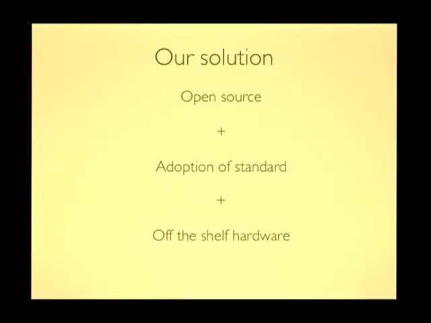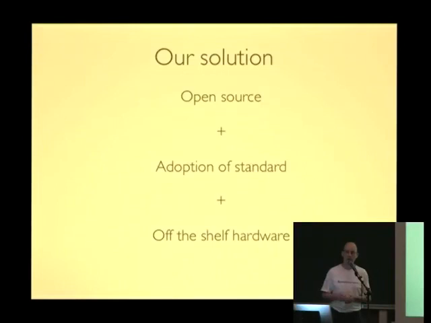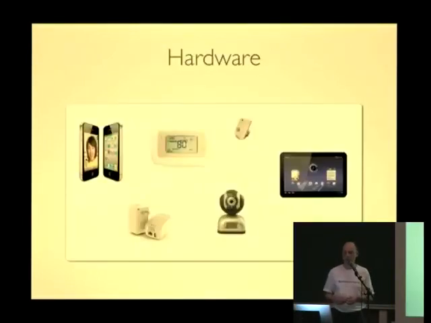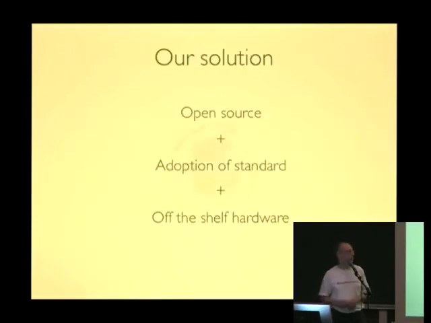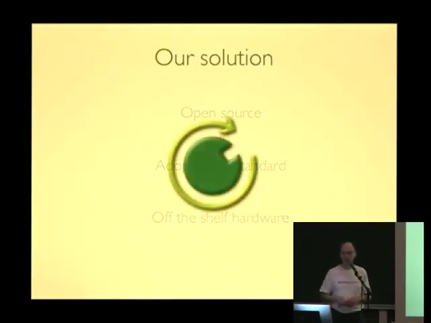Last thing, we want to use off-the-shelf hardware. We said the cost of software is now going to zero. We want the cost of hardware to go, not to zero of course, but as low as possible. We're quite lucky because nowadays we have a lot of devices that can be used for home automation and that are not that expensive. So that's basically what we want to cover: open source, an open standard, and off-the-shelf hardware.